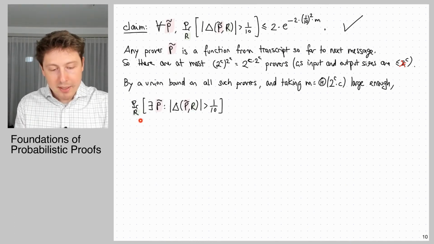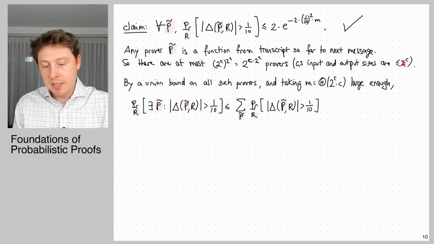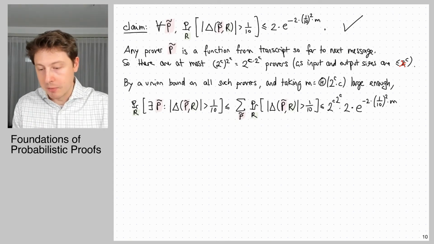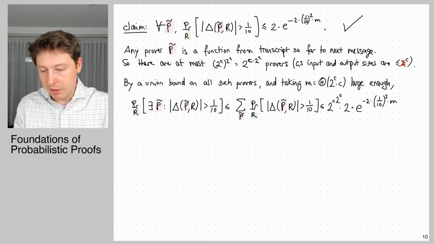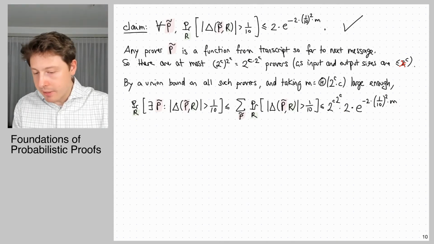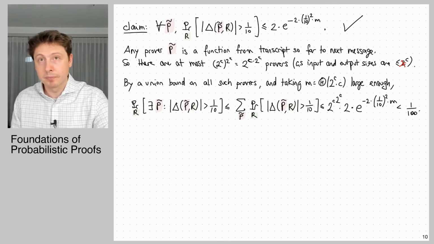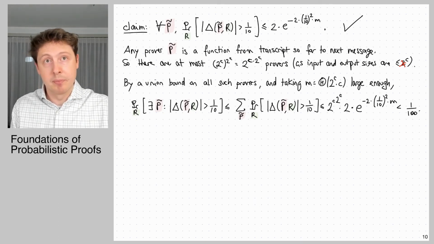So now the probability over a choice of R that there exists some prover that makes this difference greater than 1/10 is at most, by union bound, the sum of the probabilities across specific provers. But for a particular prover, I had this upper bound. So here we are, right? It's 2 times c to the 2 to the c, that's the number of provers. And this is the expression that we got for a particular prover. But look, if I make m, I don't know, 1,000,000 times 2 to the c times c, then this is going to be less than 1 over 100. And I can do that, right? Because I was fine with sampling this many randomnesses, okay?